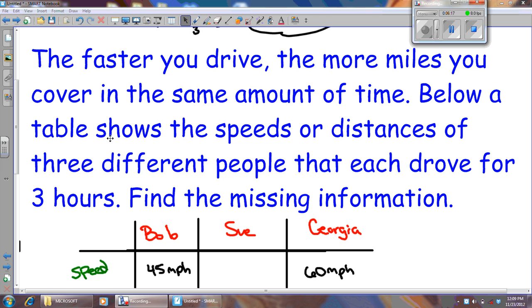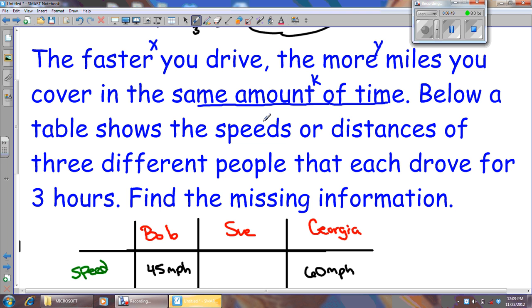Okay, take a look at this example. The faster you drive, the more miles you cover in the same amount of time. That's an example of direct variation, right? Your speed is increasing, so your distance is also increasing, right? In which case, the faster you drive is like your x variable, and the more miles, the distance, is like your y variable. Now the same amount of time would be your constant, okay?